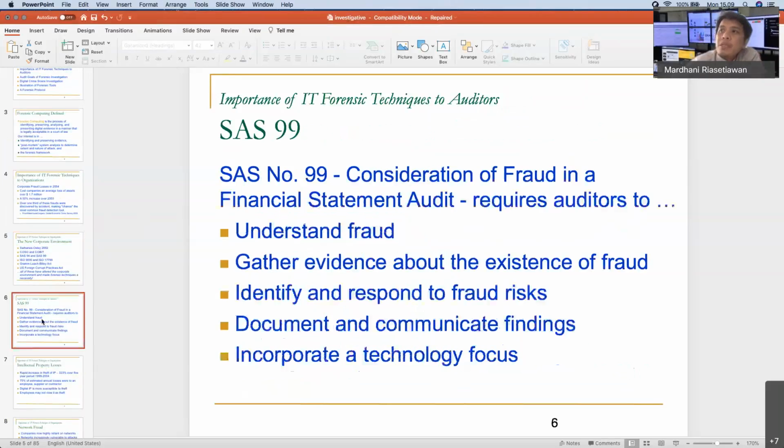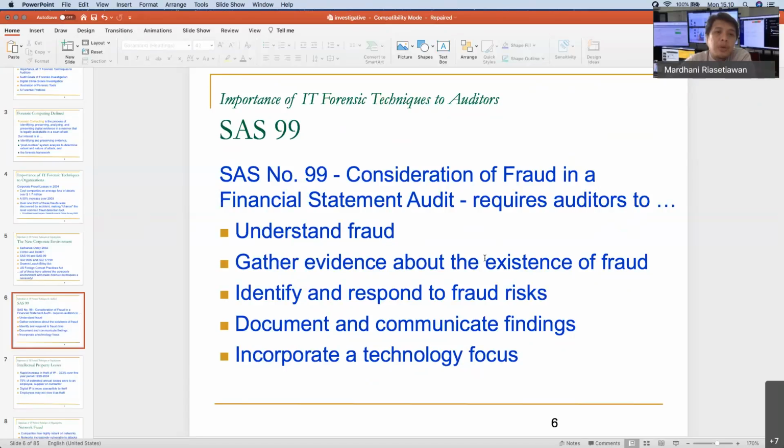For example, SAS 99 covers the consideration of fraud in a financial statement audit. We can learn to understand fraud. What does fraud mean? Fraud is not only when we enter number one and it becomes number two. Fraud is always an activity where something not right occurs in the system, for example. That is the most important one. Then we gather evidence about the existence of fraud. Why fraud happened is because of the accident, not by design.